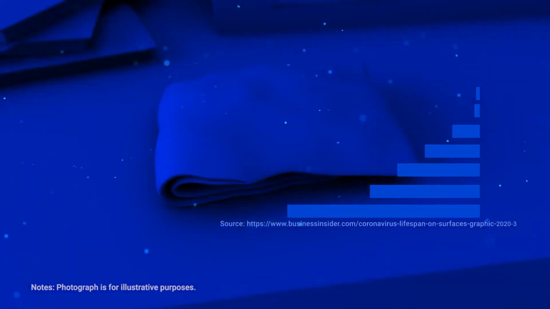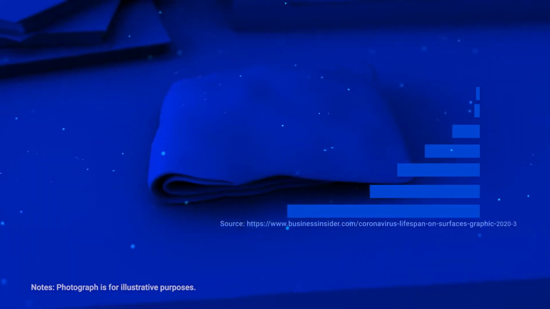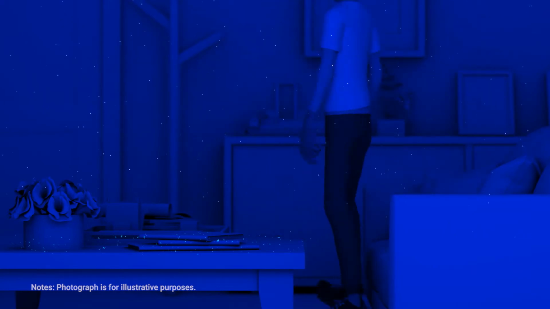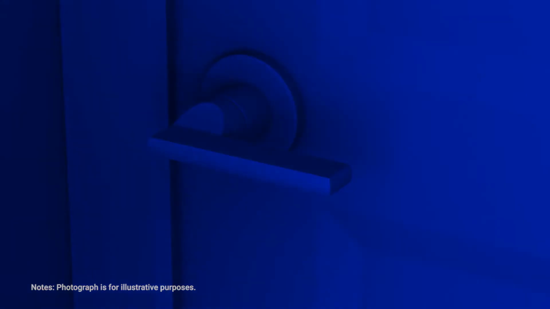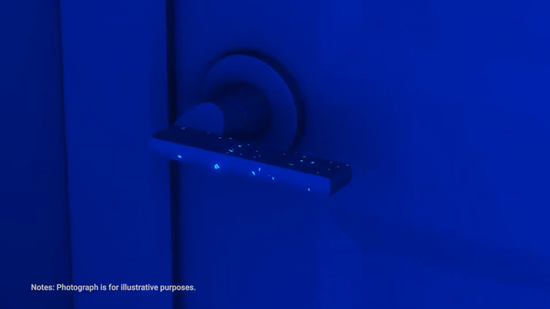The coronavirus can survive on various surfaces for hours to days. When a person touches an object with coronavirus on it, the virus may be transferred to the person. The virus spreads via human activity. This is how outbreaks begin.